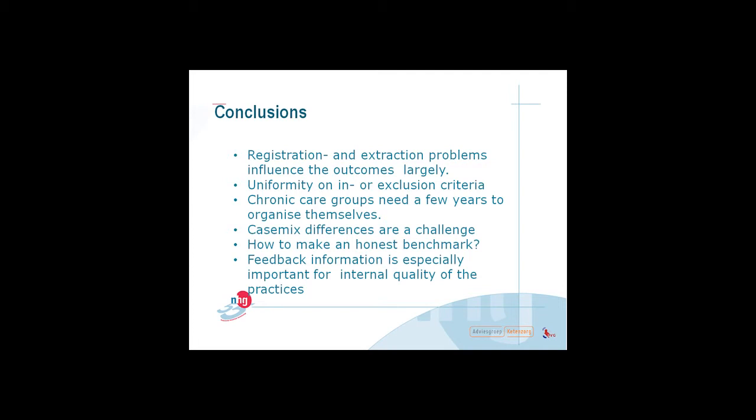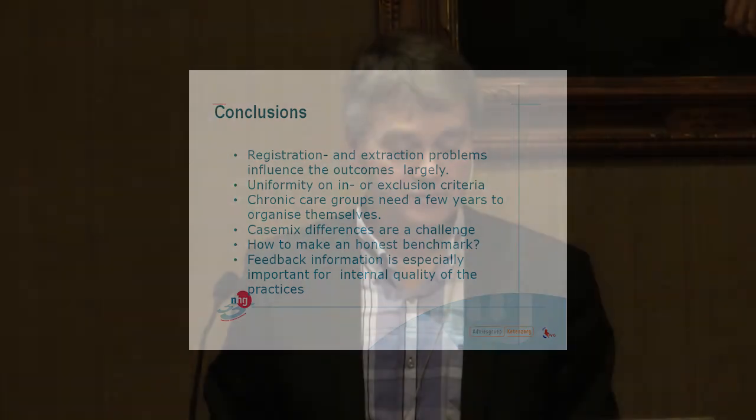And also, as was said this morning, chronic care groups just need a few years. You don't get this in 1 year. You need about 3, 4, 5 years before you get this well organized. So that's one of the lessons that we have learned. Case mix differences are really a challenge. So how can you compare different groups, and how do you include case mix differences? That's not easy to have a right answer.